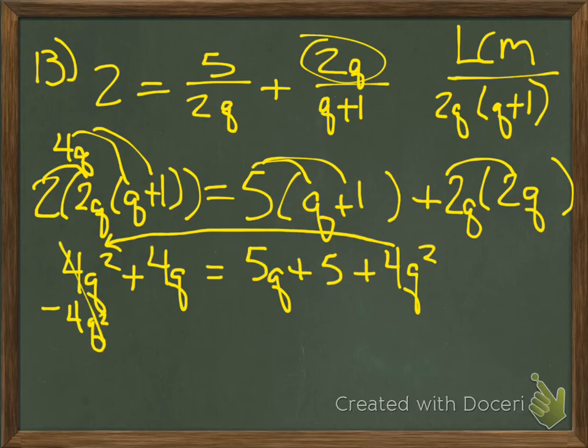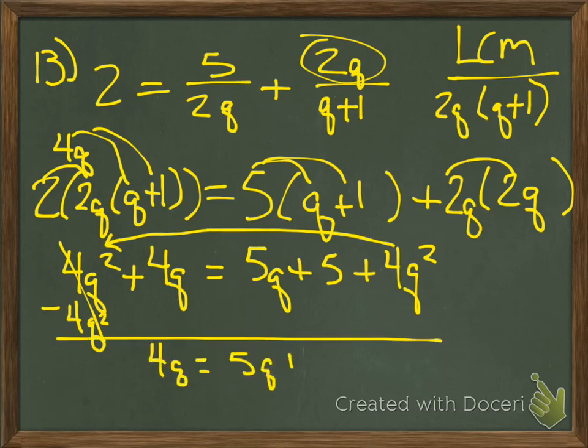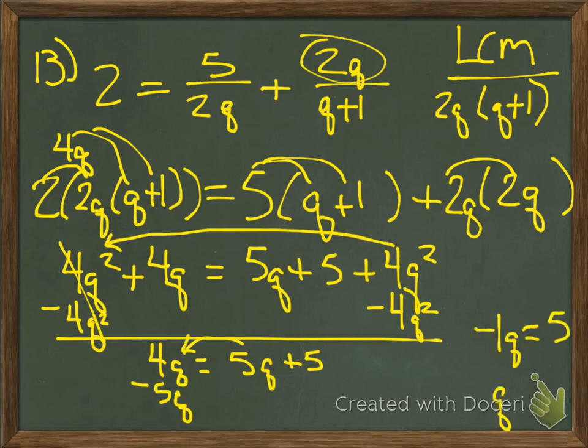The 4q squareds would cancel each other out. So then I'm left with 4q equals 5q plus 5. Move the 5q to the left. That gives me negative 1q is equal to 5. Divide by negative 1, and I would get q equal to negative 5. All these steps that I'm talking about are simple algebra steps that you should be able to know and do. Oh my goodness, this is a long review, but we're getting there, we're getting there.